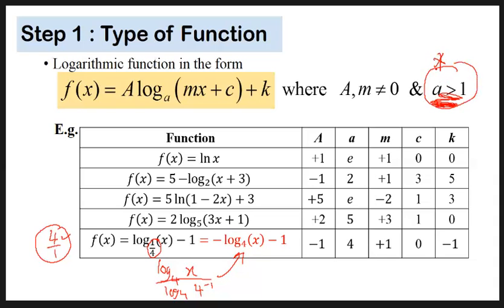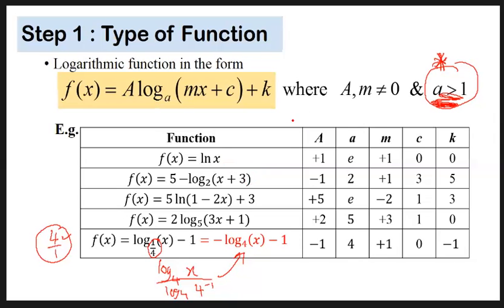The reason why we want this achieved is that later, when we determine the shape of the graph, we will not have so many unnecessary problems and mistakes. Now, in this table, I have listed down each of these functions with the corresponding capital A, small letter a, m, c, k, compared with the general function, to observe what is going on, that they are functions that come in this form.